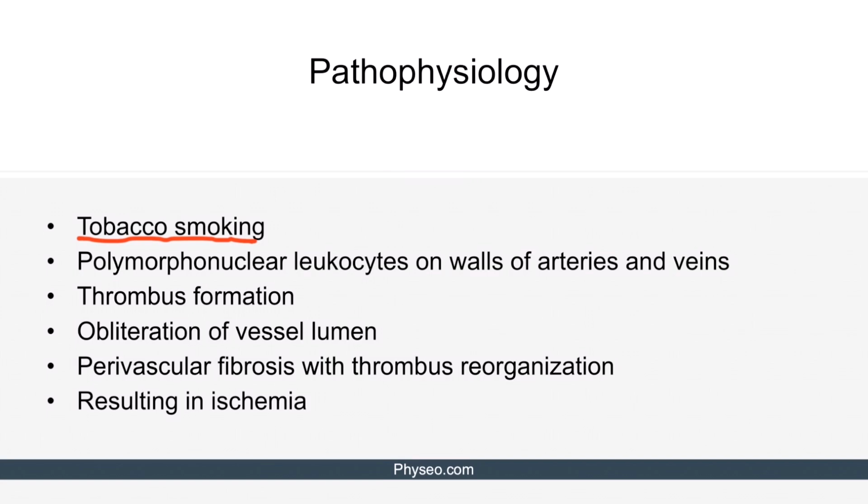It triggers the inflammatory process, which then results in deposition of PMNs, leukocytes, on the walls of the arteries and veins. Subsequent damage to the endothelium of the vessel favors thrombus formation. And you can imagine as that thrombus develops, there's eventually going to be obliteration of the vessel lumen. In fact, as the disease progresses, leukocytes then become replaced by fibroblasts. So this causes perivascular fibrosis with thrombus reorganization. Eventually, the end result is ischemia of those tissues involved.